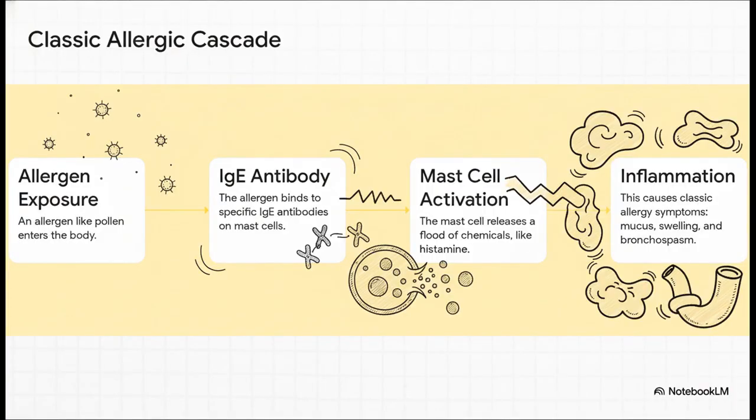Okay, so it all begins when an allergen, like a tiny speck of pollen, gets into your system. It finds and latches on to these specific IgE antibodies that are just sitting on the surface of your mast cells. That connection immediately flips a switch on the mast cell, causing it to basically freak out and dump its entire cargo of inflammatory chemicals, the most famous one, of course, being histamine.